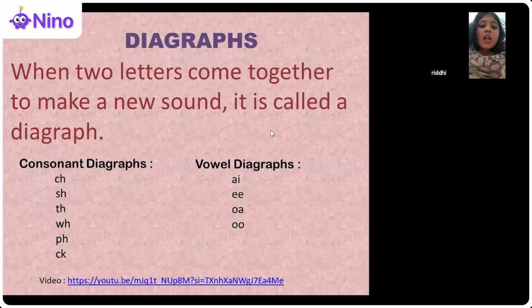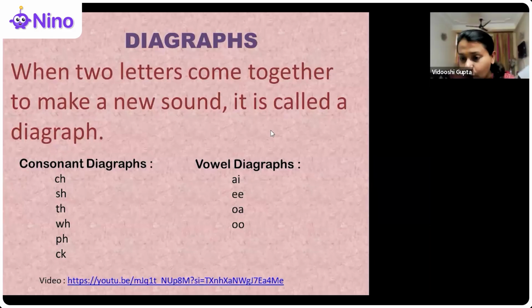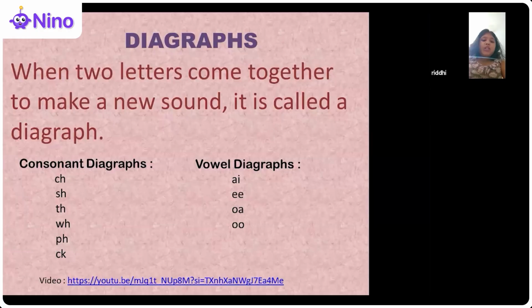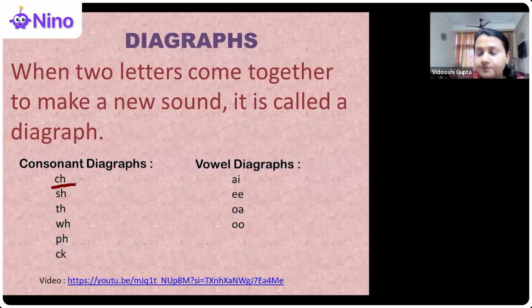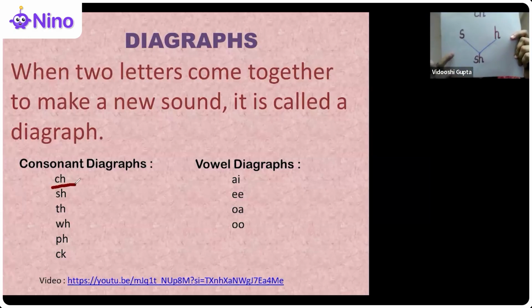And what is that new sound? The new sound, very good Riddhi, that they make is ch, ch, ch. For example, when we say, I am sitting on a chair, ch, chair. When both these letters become best buddies, they make a new sound, and that new sound is known as ch. Okay? Ch.